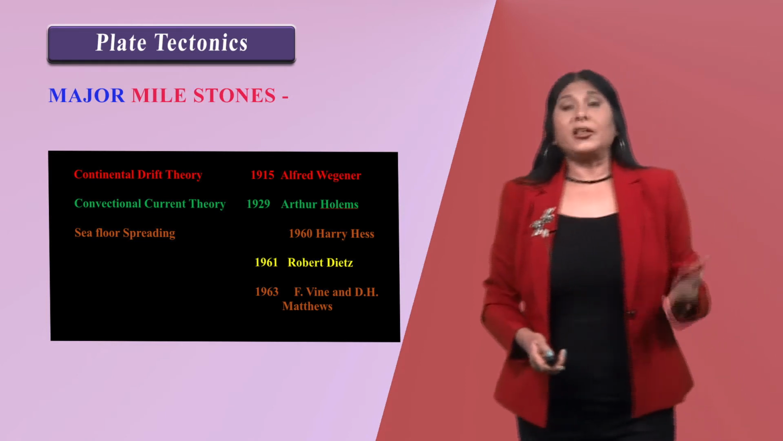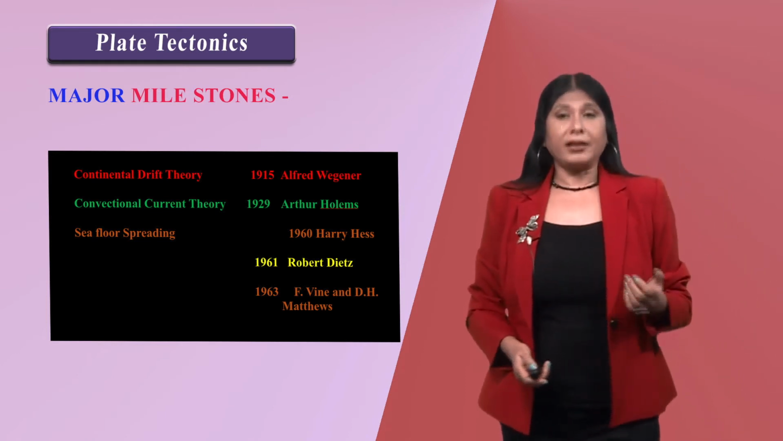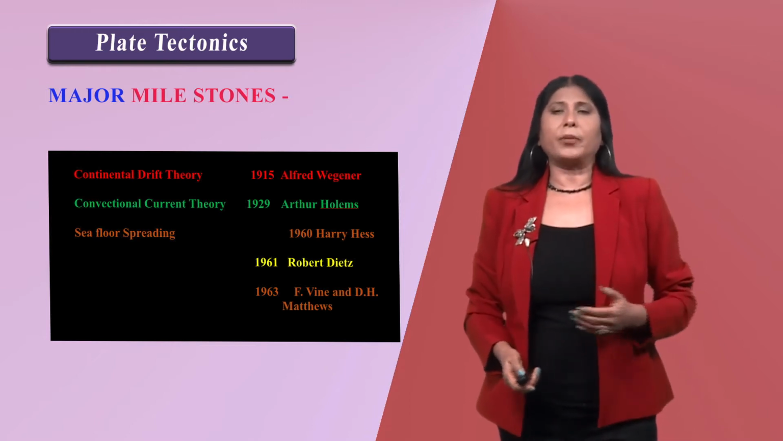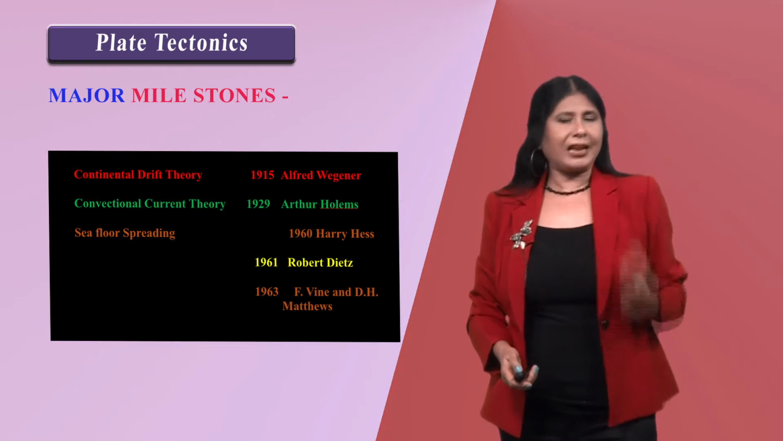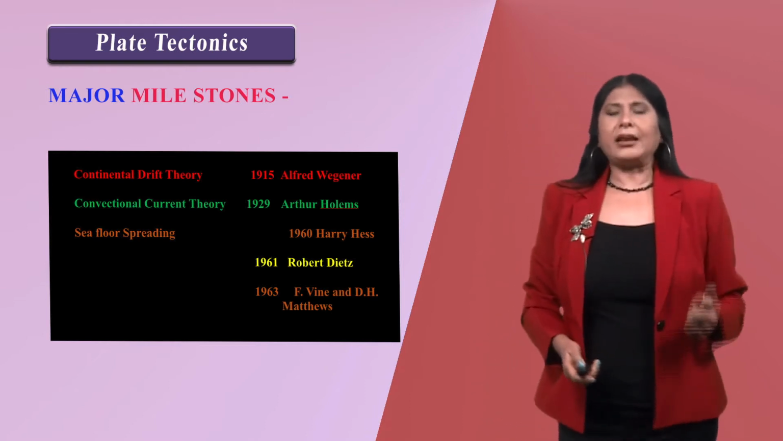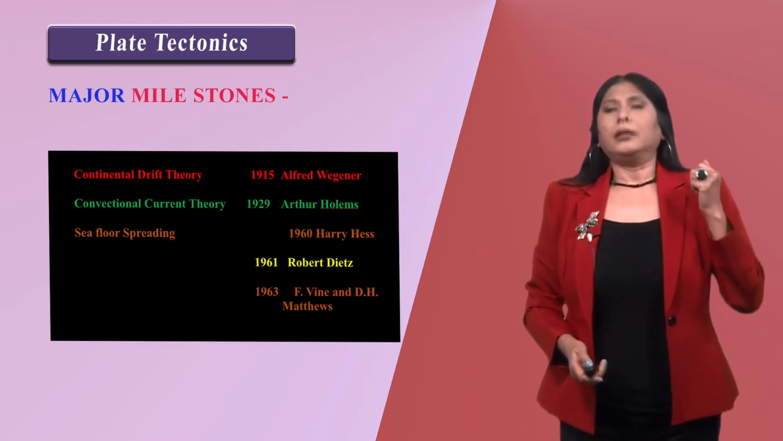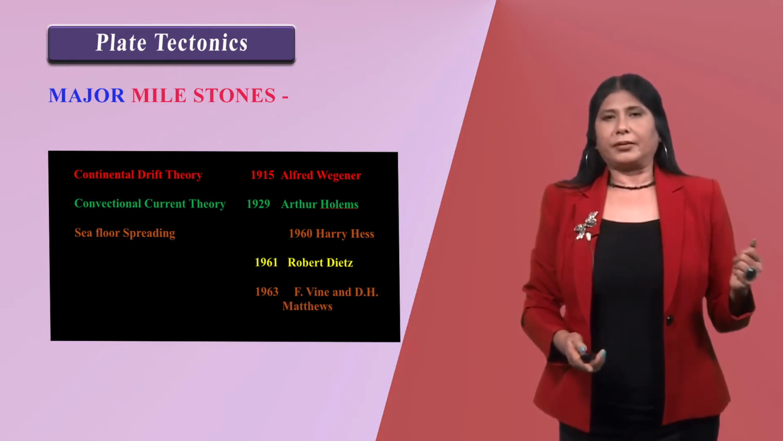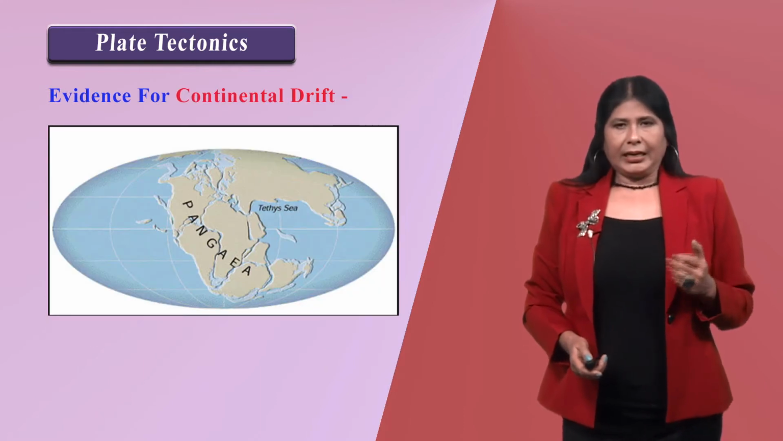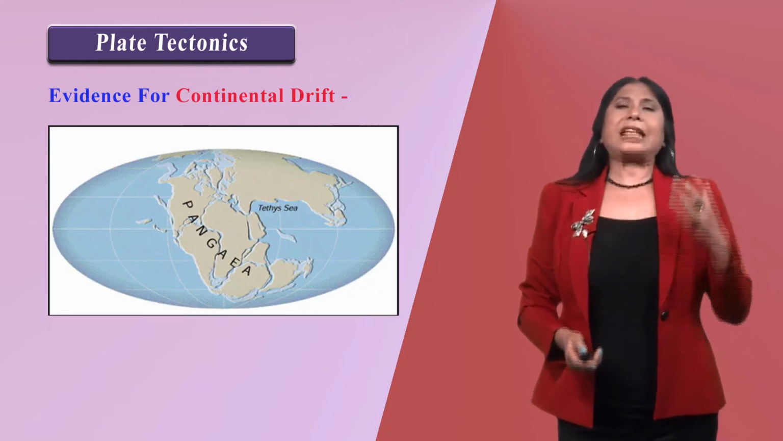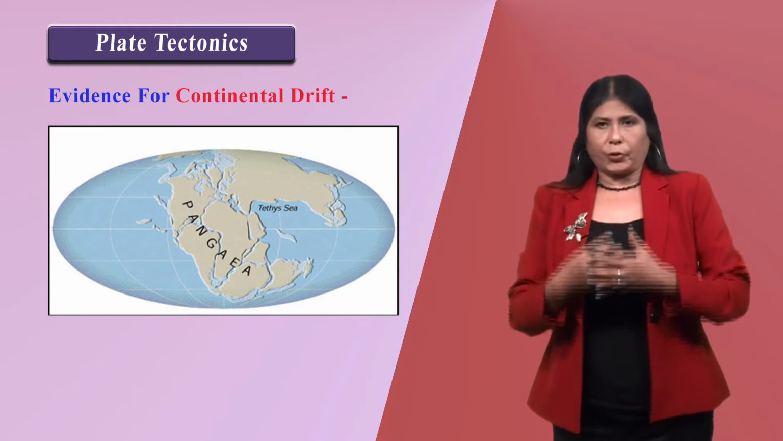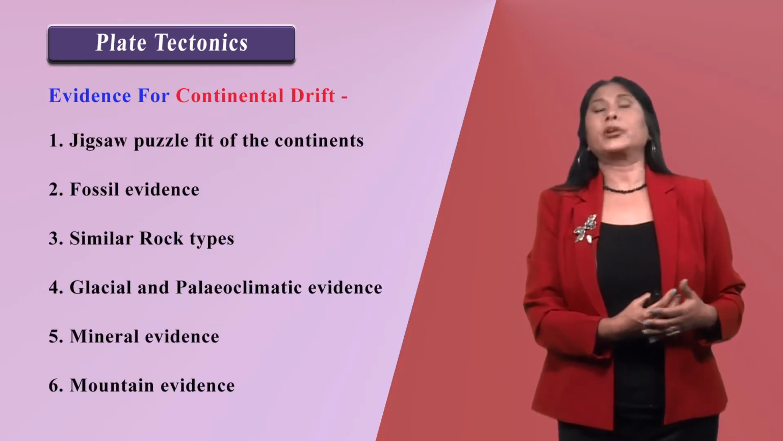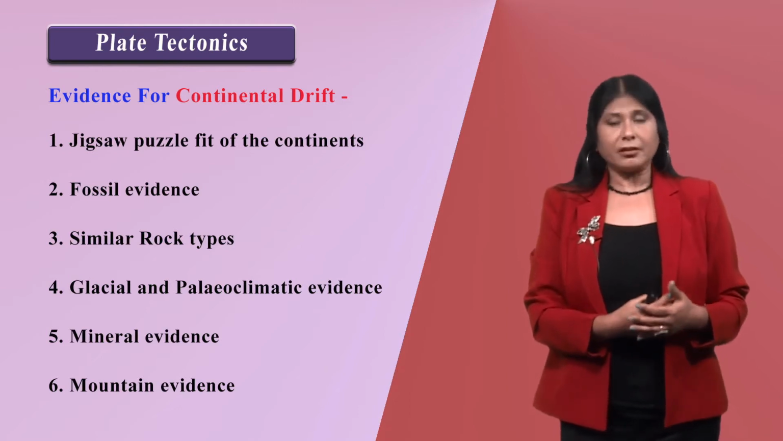Then the next one is the seafloor spreading in 1960 by Harry Hess. Another important landmark was in 1961 by Robert Dietz. And finally in 1963, Vine and Matthews came up with the continental plate tectonics theory. The sixth evidence of continental drift was already discussed in the previous lecture of continental drift, so we don't need to repeat it here again.